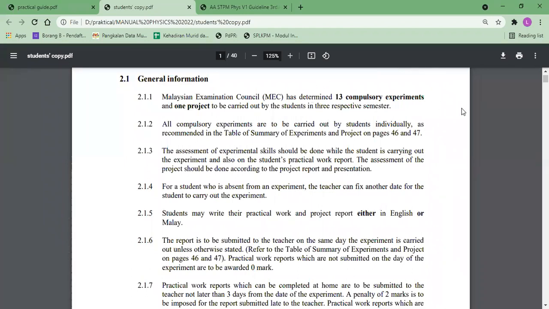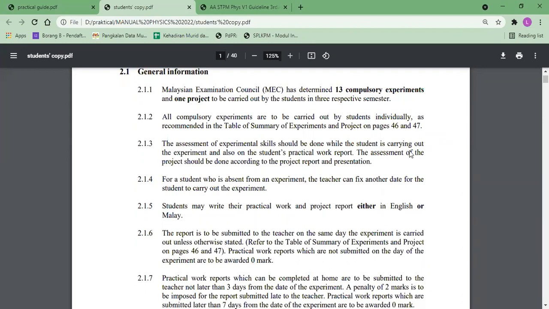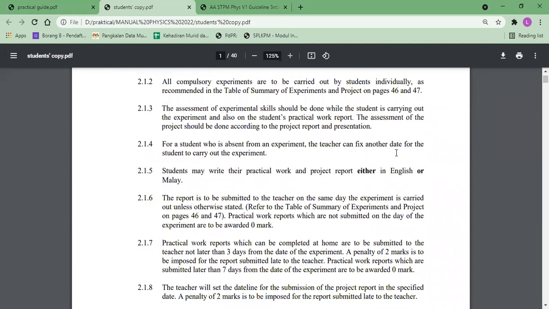All the compulsory experiments are to be carried out by students individually, as recommended. For the assessment, I will do it in pairs. This means one group with either 2 or 3 students, because of the limited apparatus.